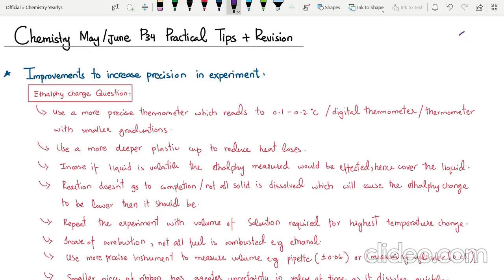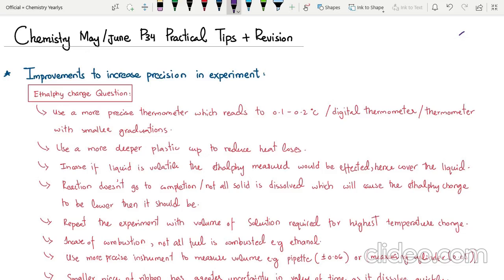The reaction doesn't go to completion. This is often associated with the magnesium plus acid enthalpy change questions. For example, we are dissolving a magnesium ribbon in an acid, and then we are checking how much temperature rise it goes to. In that case, some of the magnesium ribbon can actually be left over, and not all of the magnesium ribbon actually reacts with the acid. So not all solid is dissolved, which will cause the enthalpy change to be lower than it should be.